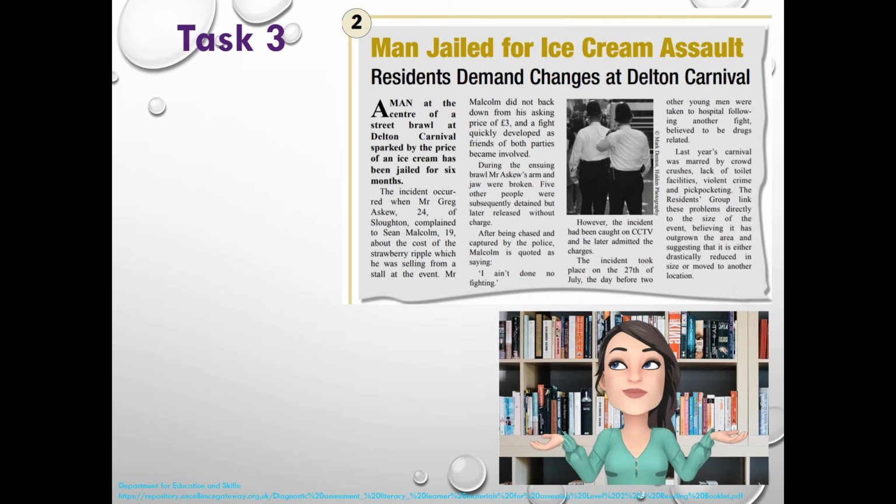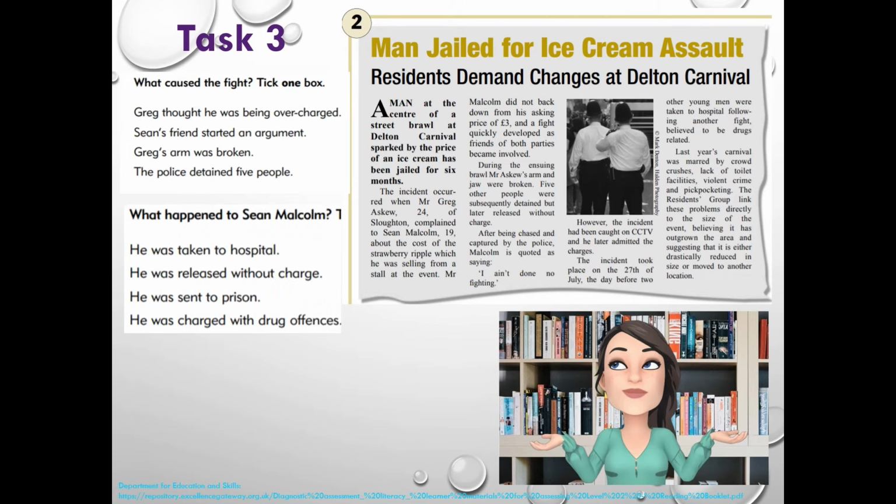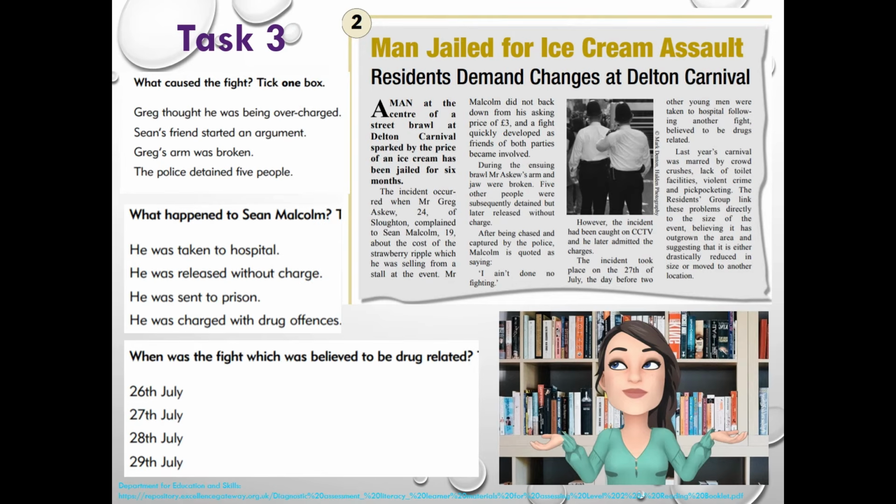Task 3, taken from the Department for Education and Skills, requires you to read in detail. I would like you to read this article, "Man jailed for ice cream assault," and then have a go at answering 3 questions. They are: what caused the fight? What happened to Sean Malcolm? And when was the fight which was believed to be drug related? Pause the video here to have a go before I reveal the answers.